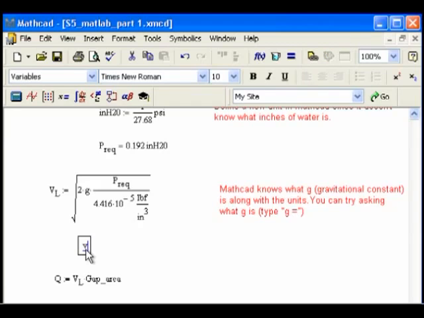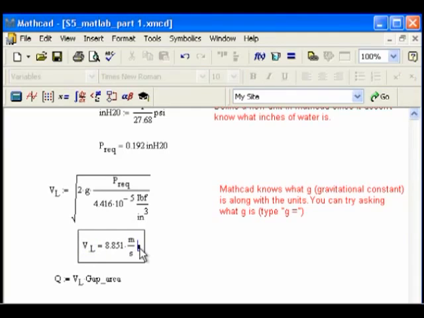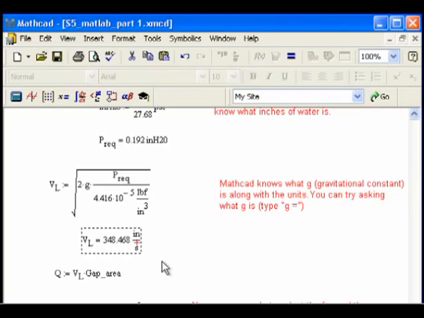So I do a capital V, and then to get a subscript I use the period, so period L, and then I say equals. Whoops, I forgot the equals sign. Type in equals, and it gives it to me in meters per second, which I don't like because I want inches per second. So I say inches per second, and of course it gives me the 348.68 inches per second.